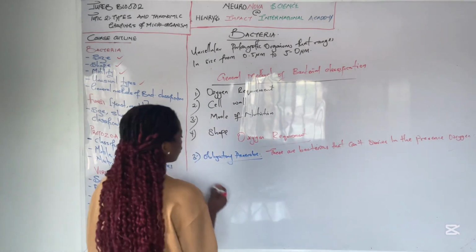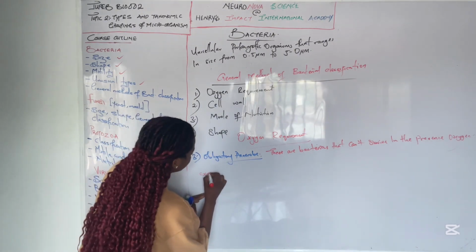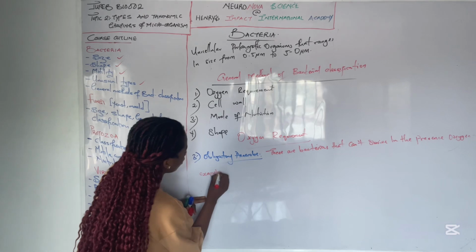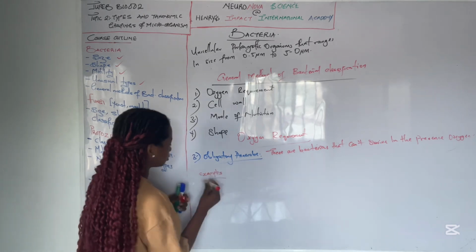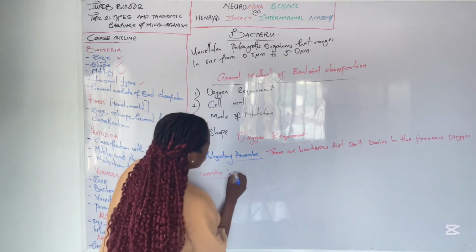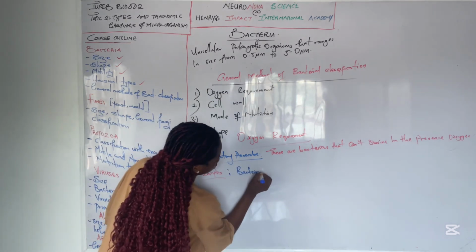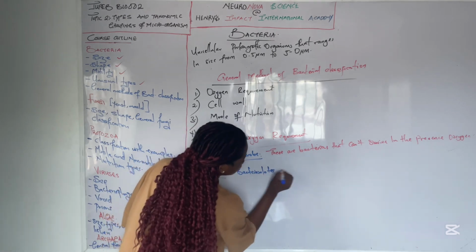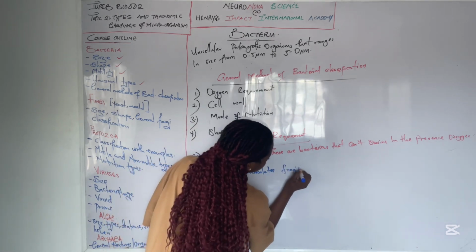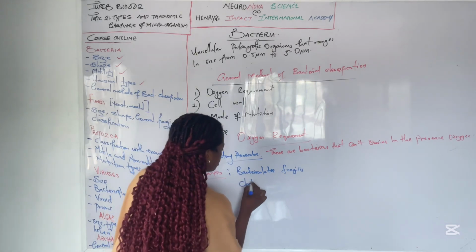Now when they ask you for an obligatory anaerobe, you should be looking out for your Bacteroides fragilis. Examples of your obligatory anaerobes rather, you should be looking out for Bacteroides fragilis and your Clostridium species.